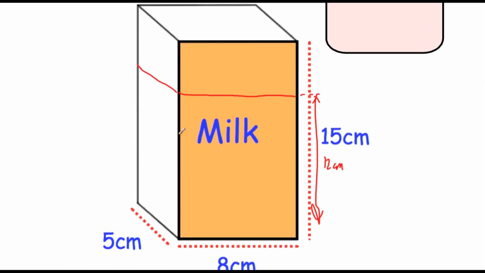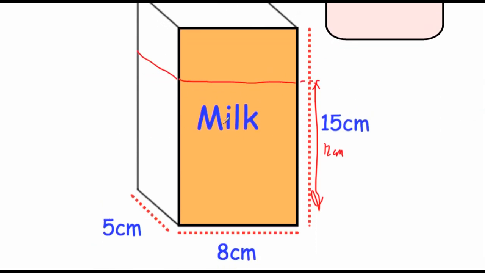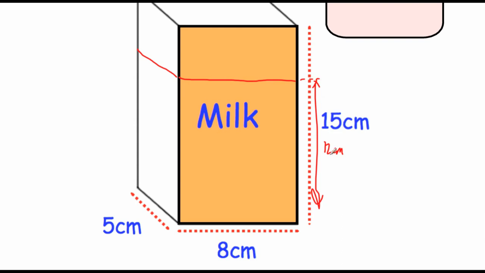Well, let's start off by looking at this question. Well, we're told, first of all, that it's got a depth of 12 centimeters. So what I'm going to do now is work out the volume of milk in the container to begin with, because at the end we're asked to work out the depth of milk, and one thing that hasn't changed is the amount of milk that's in the container.